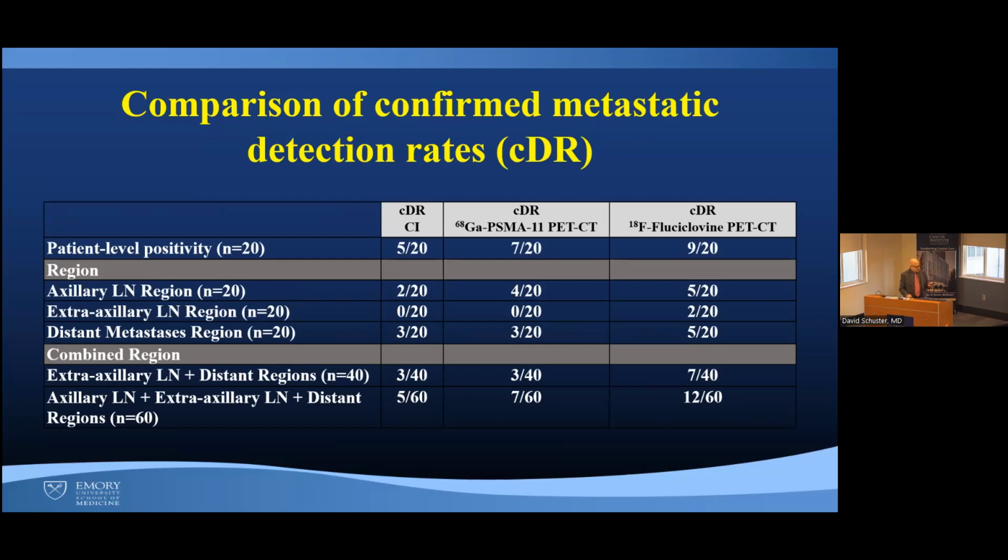So here are results, and we could see here the first patient and then region and combined region. The confirmed detection rate, as determined with the standard of truth, was higher with fluciclovine than it was with PSMA or conventional imaging on patient level. And when we combined the various axillary, extra-axillary, distant mets, we see that both on the individual region level and the combined, the fluciclovine did better than PSMA or conventional imaging, and various combinations, either including or not including the axillary, for example.